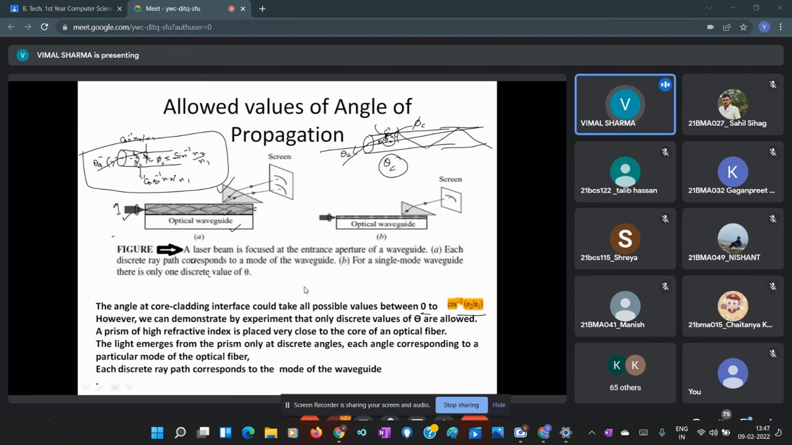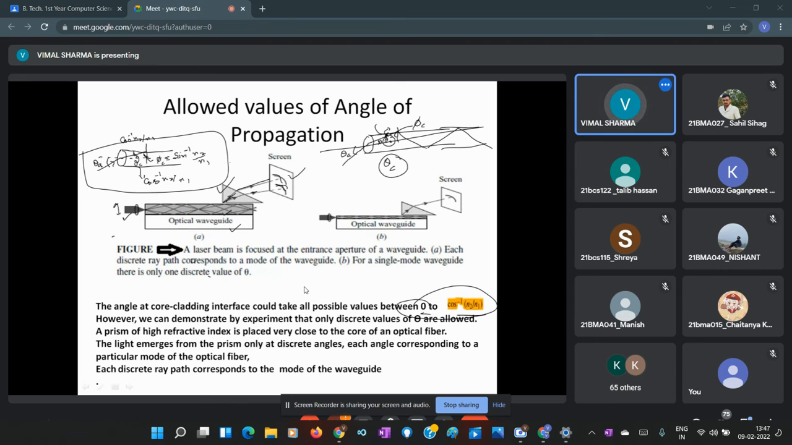We want these modes, which are allowed modes, which generally do not leak out of the optical fiber. We force them to leak out of the optical fiber so that we can see on a screen how many modes there were, at different angles. These rays will come out at different angles because they are incident at different angles, you can see 0 to cos inverse n2 over n1. This is the range of the angle.